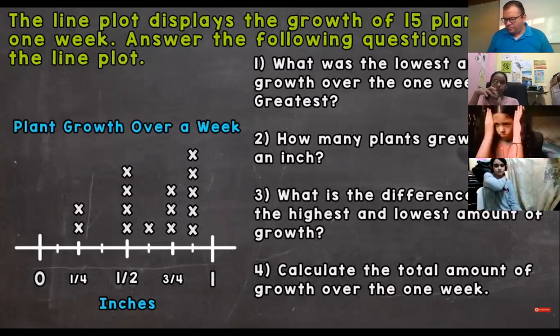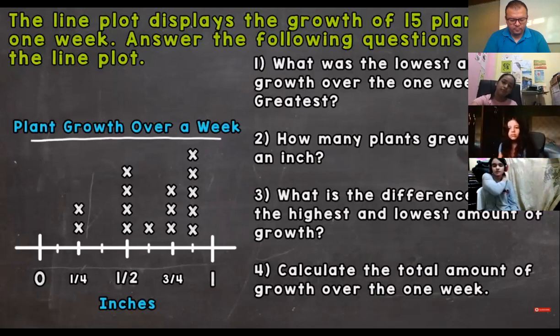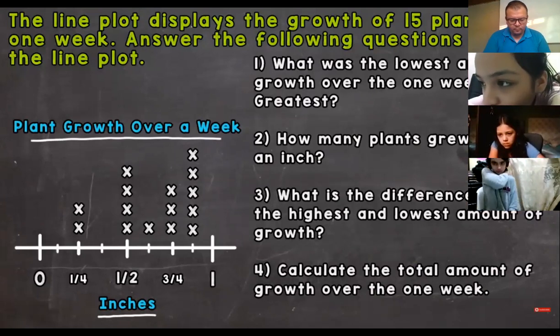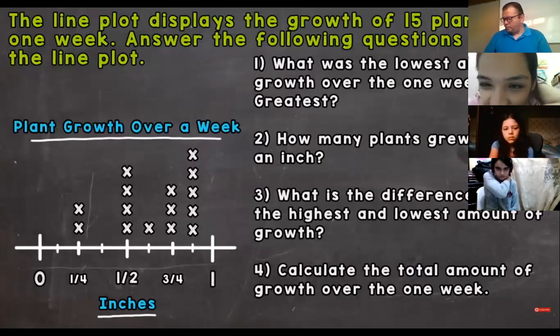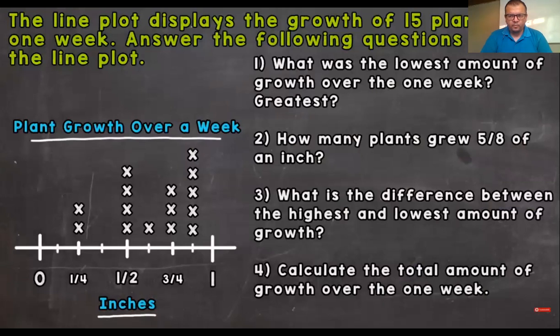So if we look here at our line plot, we have a title up top, plant growth over a week. And then down below, we have a label for what those fractions and other numbers mean. Those represent inches, so a half inch, 3/4 of an inch, or maybe even 1 whole inch. So let's start with number 1. What was the lowest amount of growth over the 1 week? How about the greatest? So let's take a look at our line plot. Now, all of these are fractions. We don't hit on the 0 or the 1 whole, so all of them are going to be a fraction of a whole. So let's find the lowest amount that has an x above it. Each x represents one of those 15 plants. So the lowest is going to be 1/4 of an inch right here.